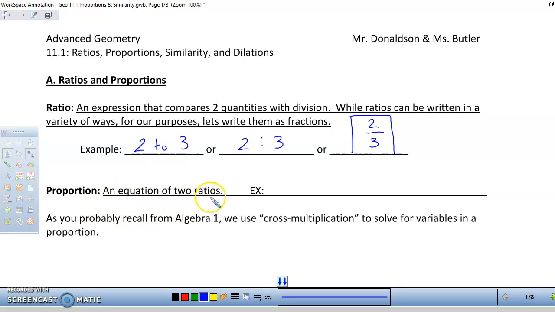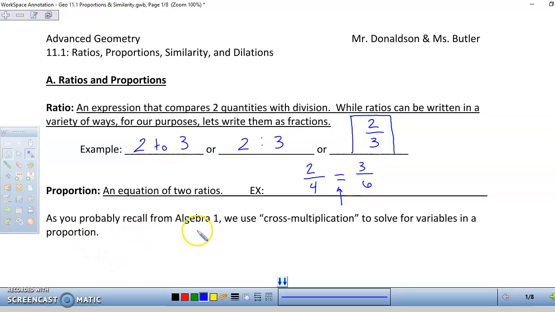A proportion is an equation of two ratios. So you have two ratios with an equal sign between them. For example, 2/4 is equal to 3/6. That is a proportion when you have that equal sign between the two fractions.